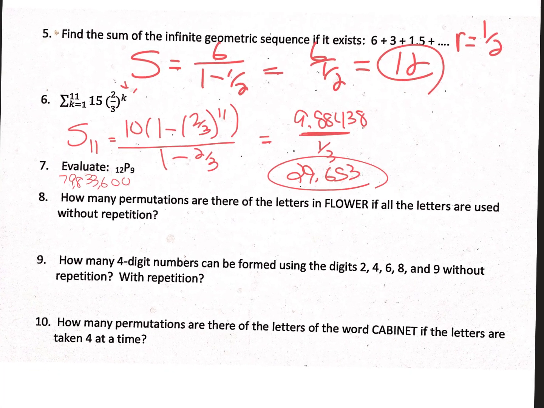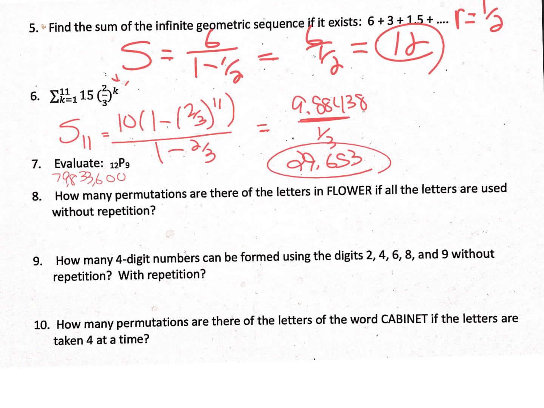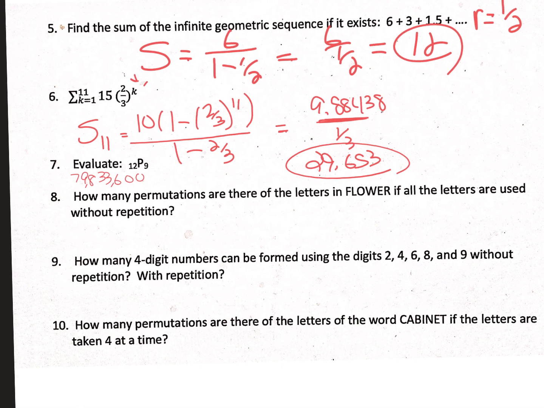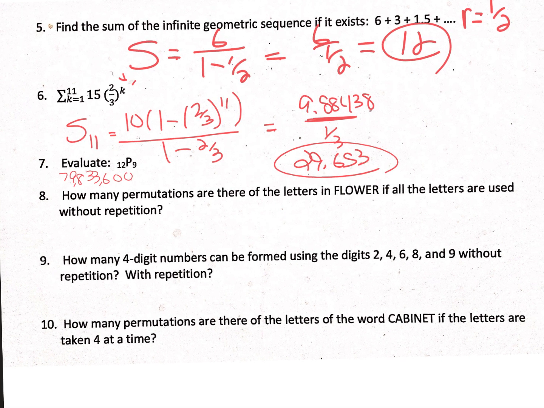Number 8. How many permutations or arrangements are there of the letters in flower if all the letters are used once without repetition? Because all the letters are different, you're basically asking how many ways can you arrange 6 things. There are two ways you can do this. One is you can just say 6 factorial, because there's 6, 5, 4, 3, 2, 1 if you arrange them, or you can also punch it in this way: how many permutations, which is the P, if you take 6 objects, all 6 of them, 6 out of the 6. If you punch those in, go to math, prob, you'll see the exclamation point and the P. It's your choice. Should get 720.